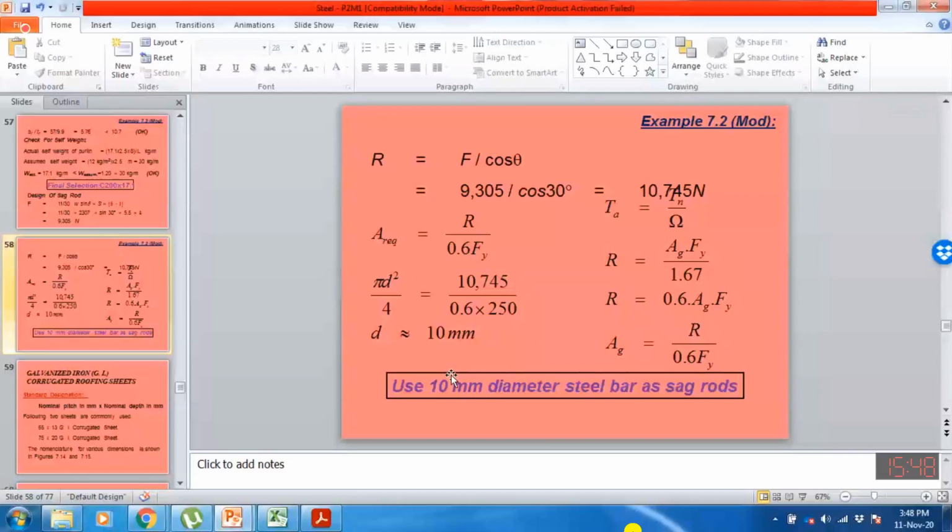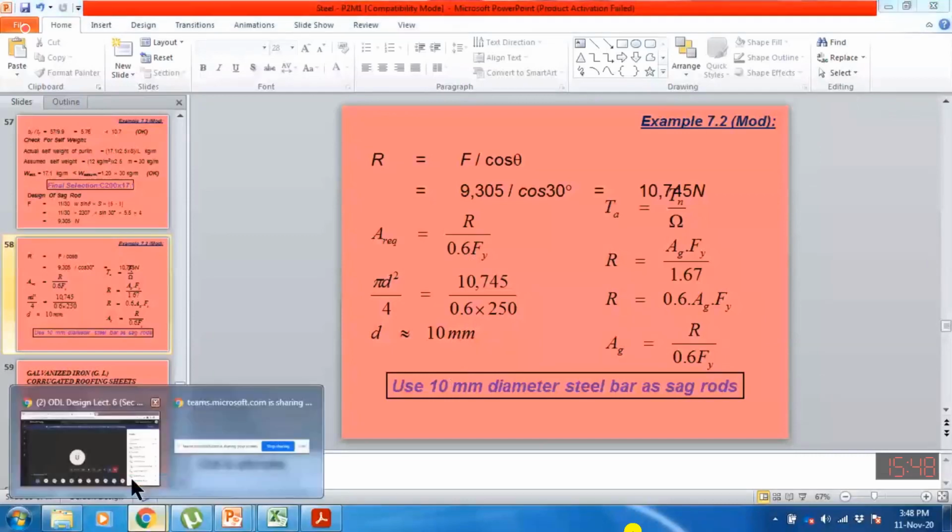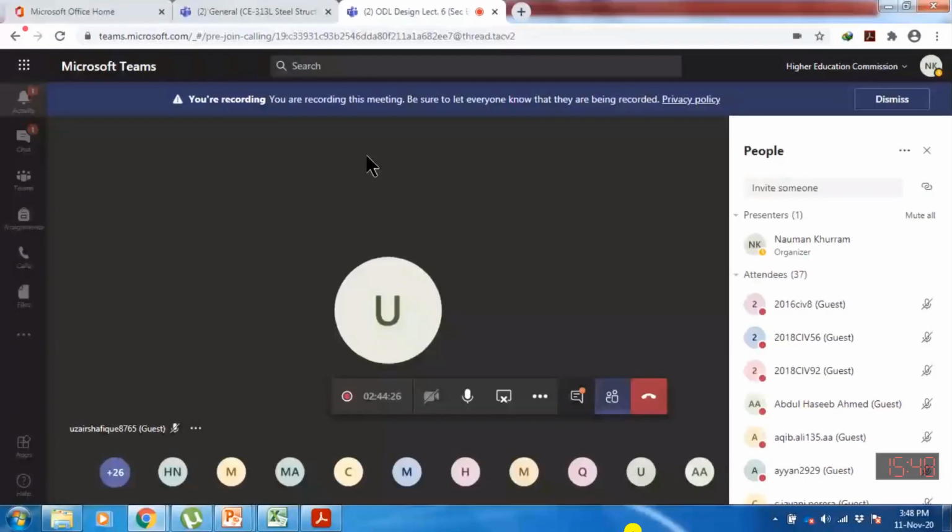So I will stop over here. So in the next class, when I will start the lecture, I will revise the design again. So we will solve another example for purlin design. So in the meantime, if you are having any question, you can ask me. Any question?